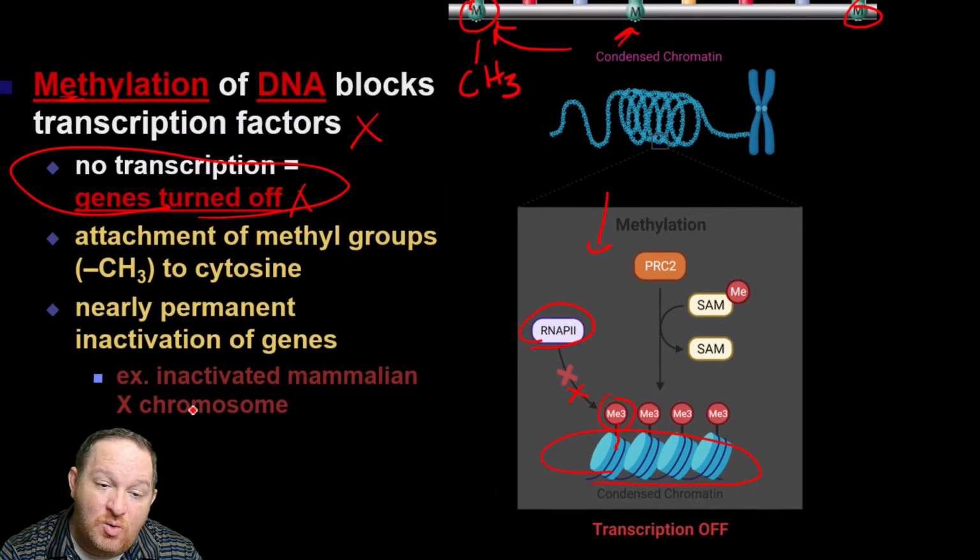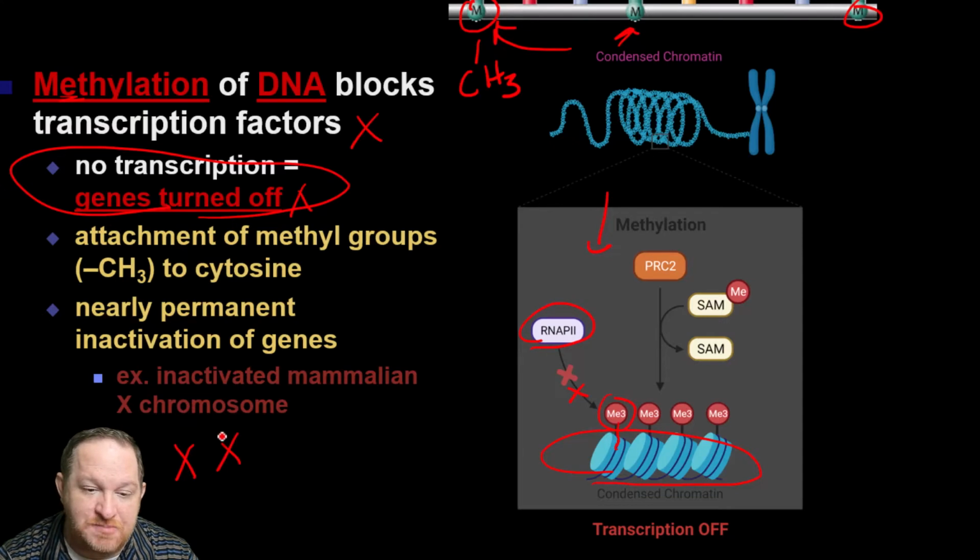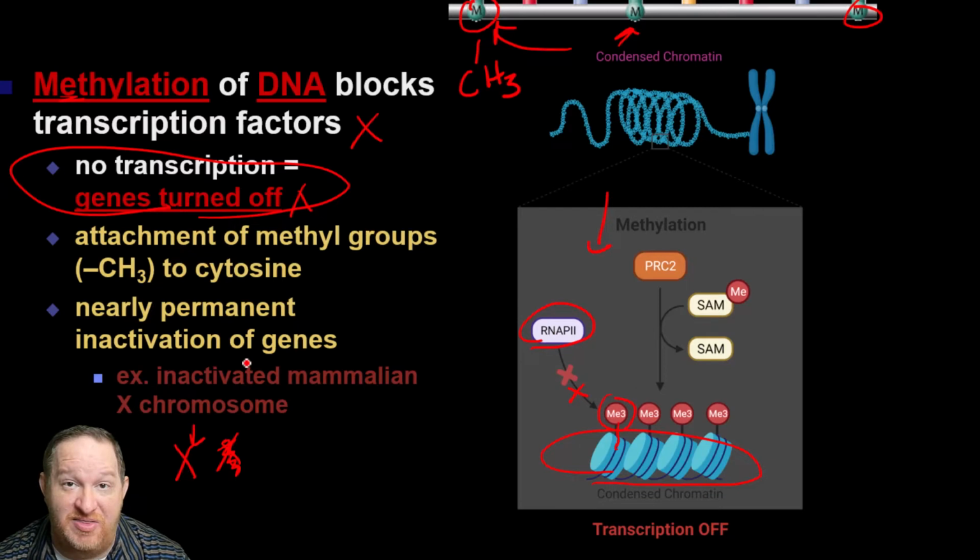In fact, you may remember females have 2 X chromosomes, or many females do. If one of those is inactivated into a bar body, only one's expressed. We talked about this in a different video. This is because of methylation that helps make those bar bodies.